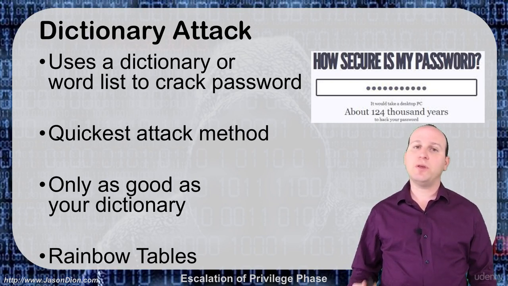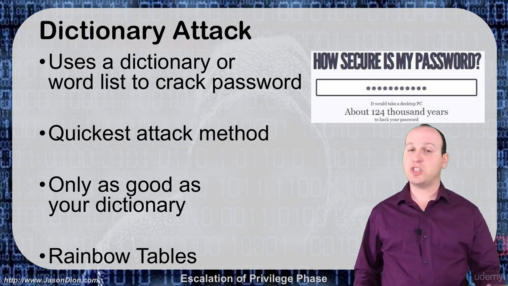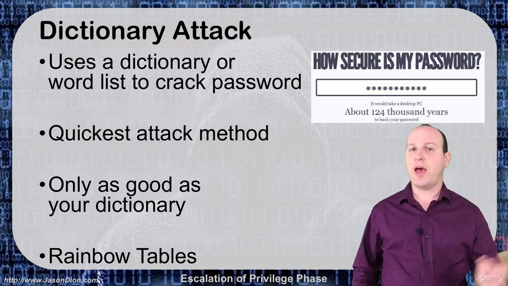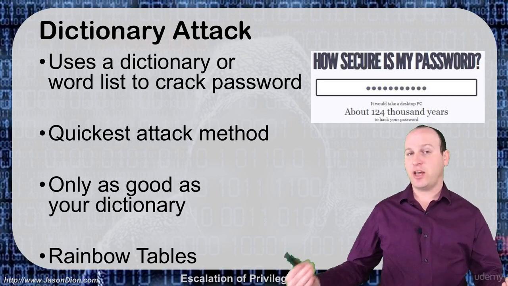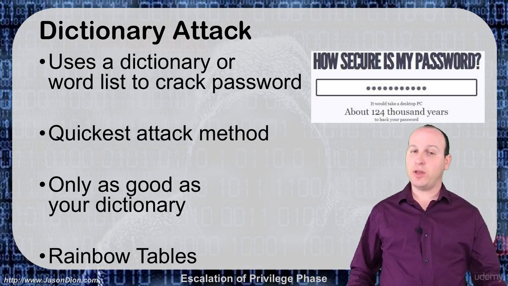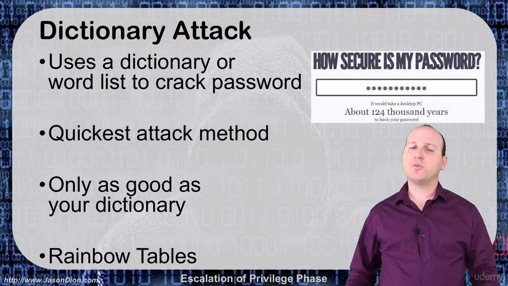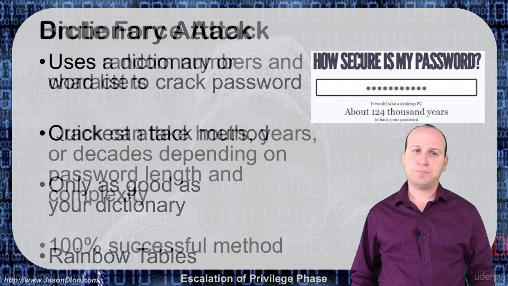So one of the ways we speed that up is we use what's called a rainbow table. What a rainbow table does is it's actually a dictionary, but it's already pre-hashed. So now I can just compare hash to hash instead of having to create the hash and compare the hash. So that's one way to speed up a dictionary attack as well.